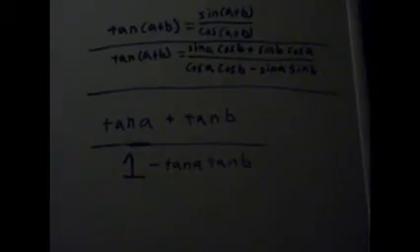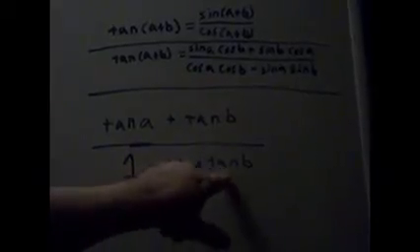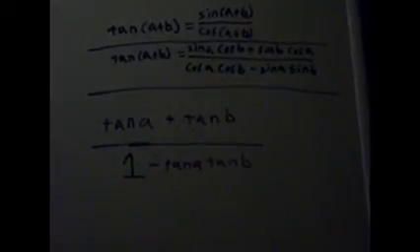Okay, so now we have a fraction that says the tangent of A plus the tangent of B divided by 1 minus tangent of A multiplied by tangent of B. And that is a tangent identity. You can look this up for yourself. But I'm going to elaborate on this particular tangent identity. This is a trig identity.